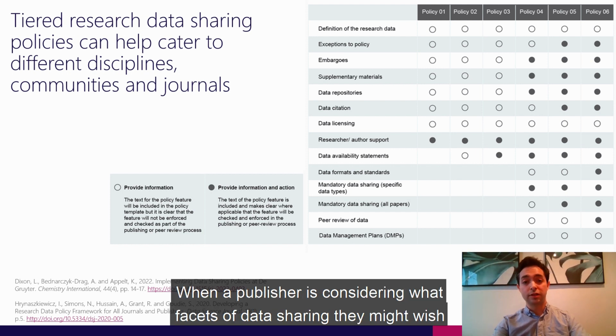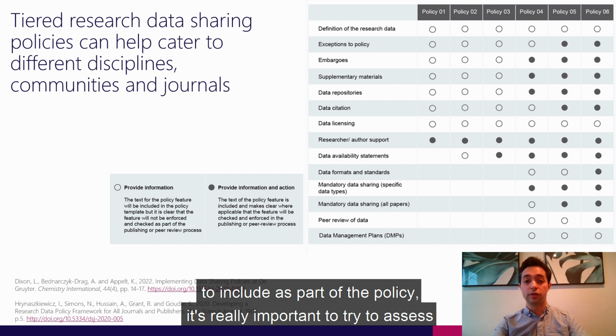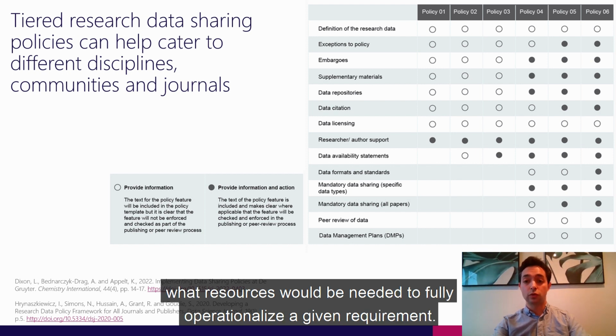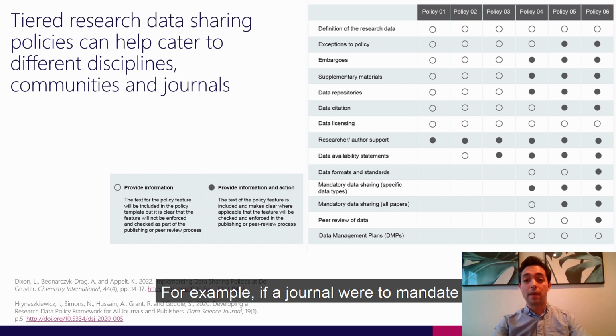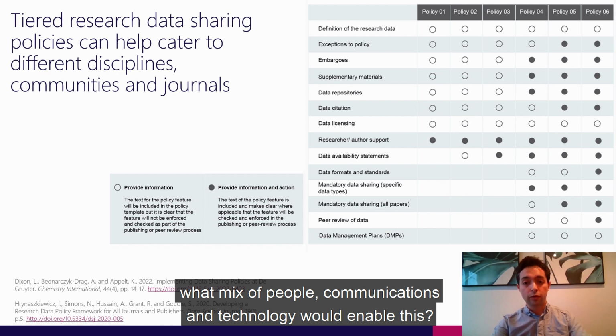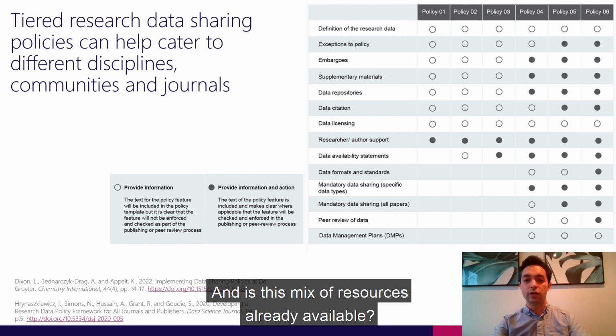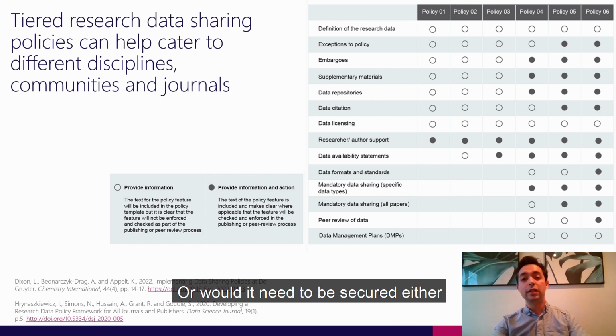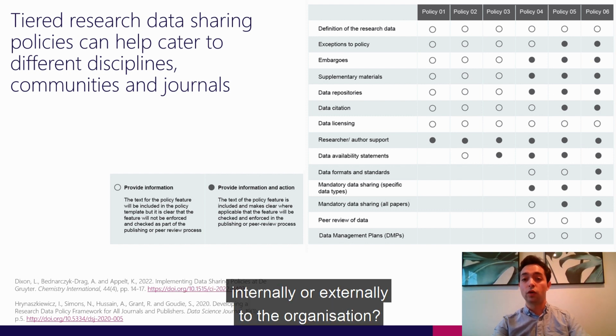When a publisher is considering what facets of data sharing they might wish to include as part of the policy, it's really important to try to assess what resources would be needed to fully operationalize a given requirement. For example, if a journal were to mandate the inclusion of data availability statements in all manuscripts, what mix of people, communications, and technology would enable this? And is this mix of resources already available, or would it need to be secured either internally or externally to the organization?